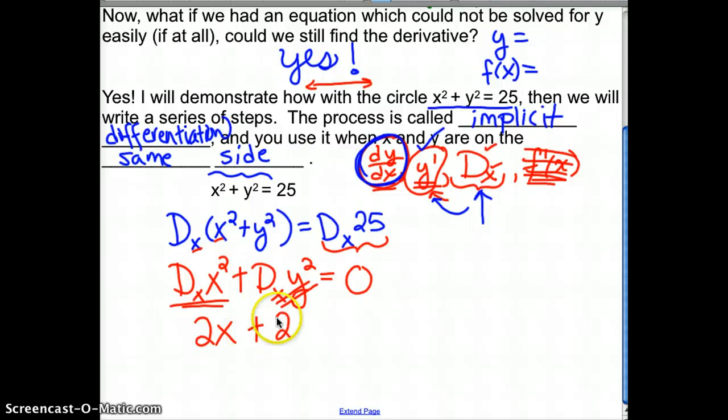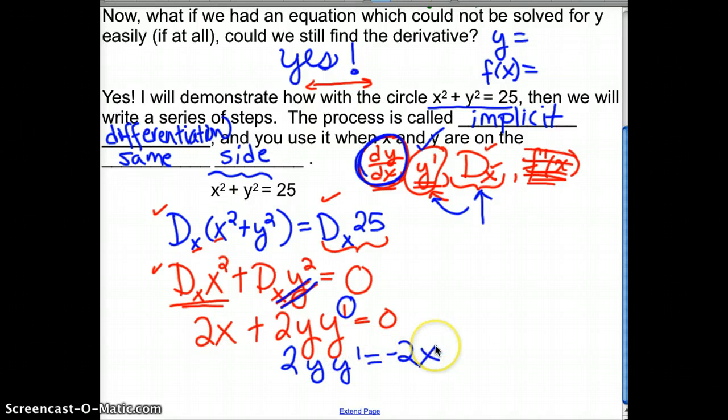So you say it's plus 2y times the derivative of y, and this is where we're going to make that switch to y prime. So really what I do is I take the derivative of both sides, I use my differentiation rules, and when I don't have a matching variable, I treat it as the chain rule. And then keep in mind, I'm in search of the derivative, so I'm going to be solving this for y prime. So I say 2y times y prime is equal to negative 2x, which gives me y prime is equal to negative 2x over 2y. These cancel, and I get negative x over y.